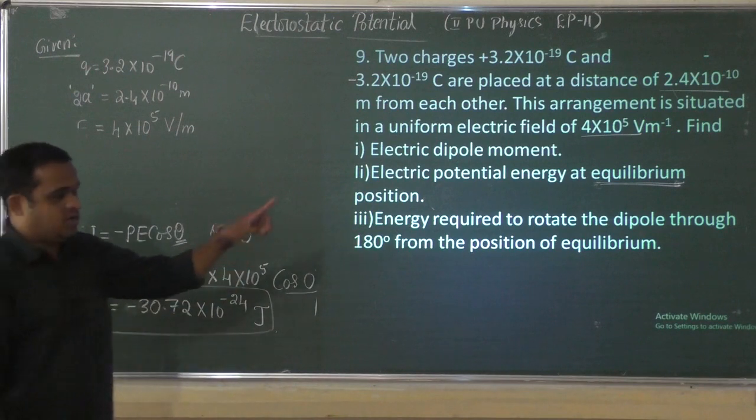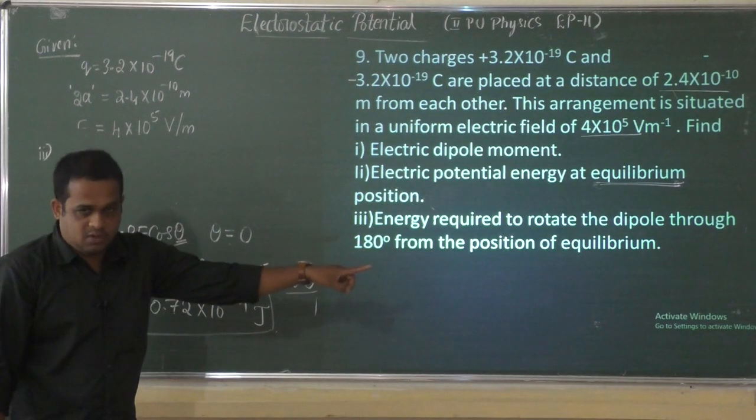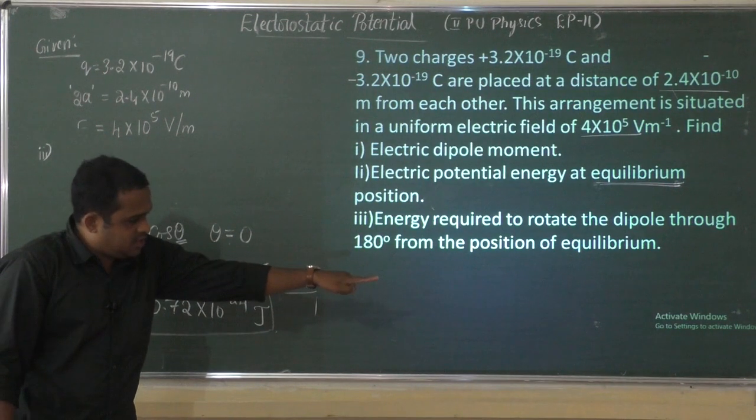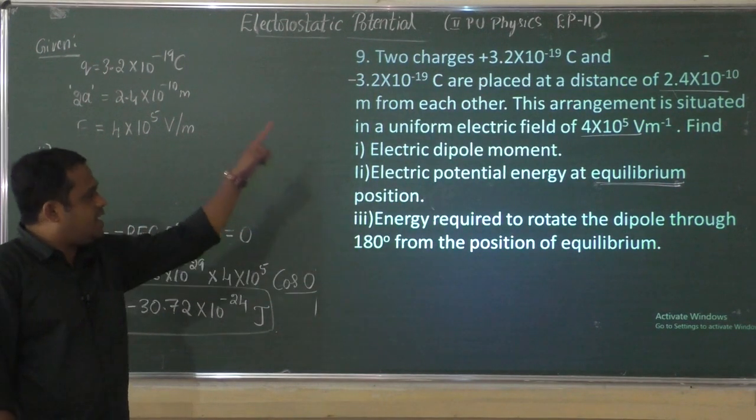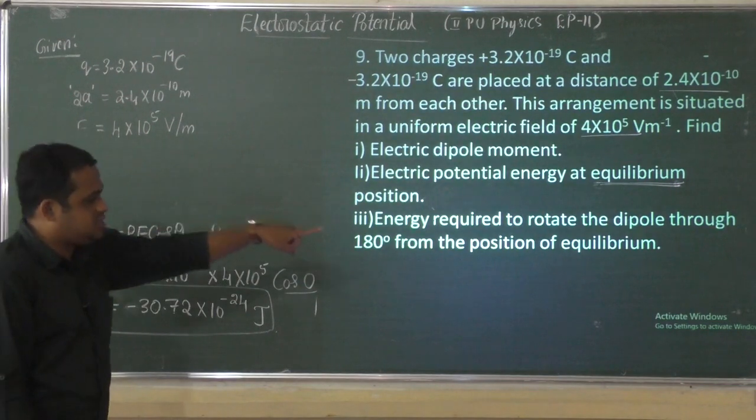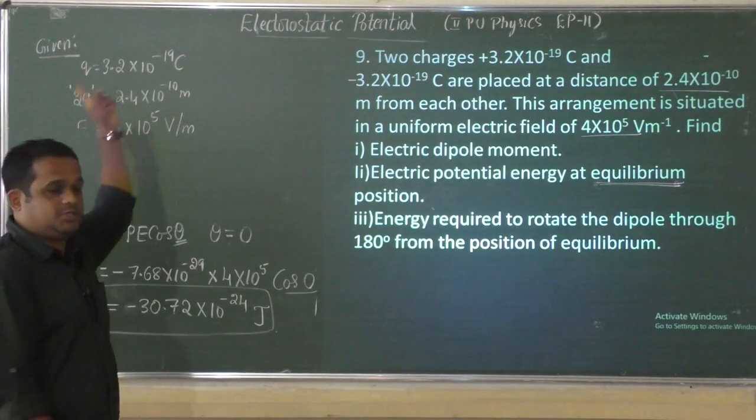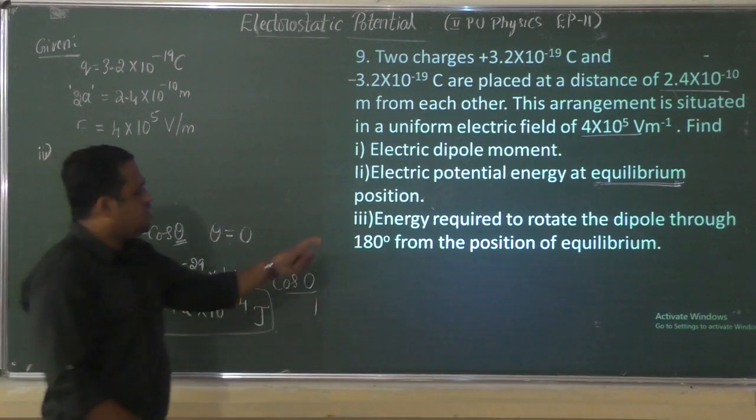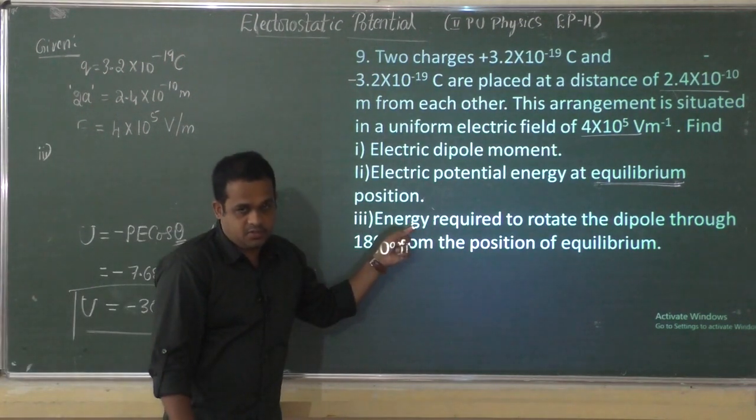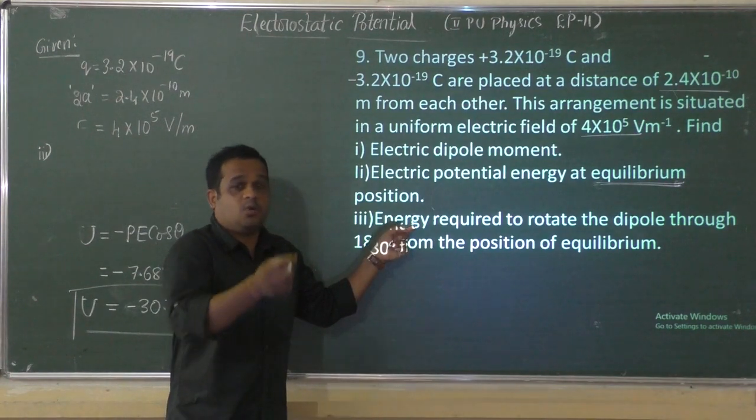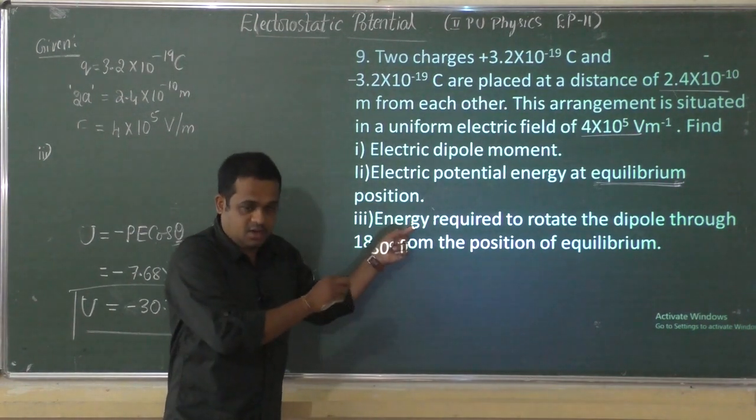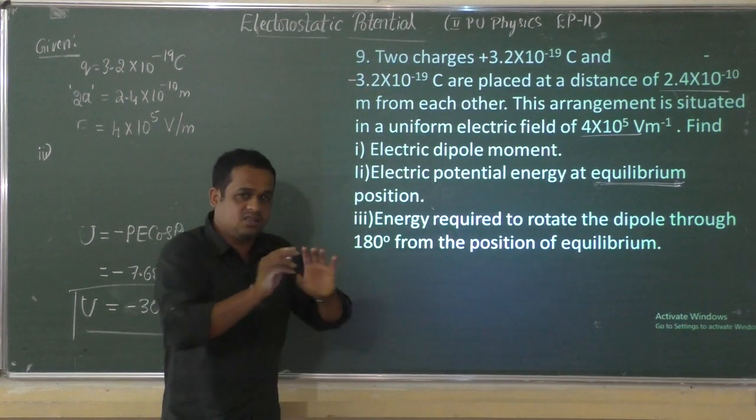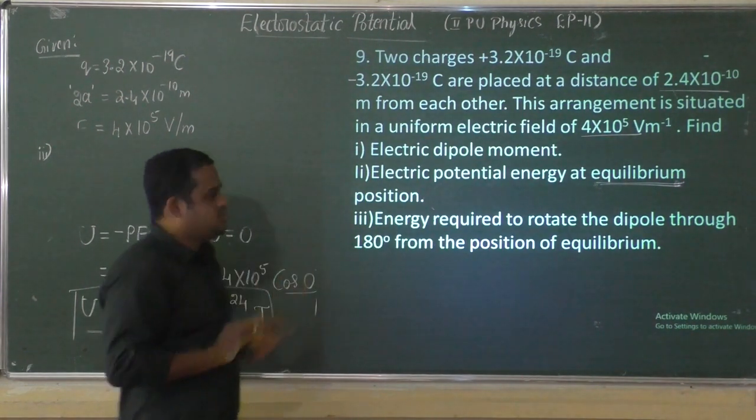That means now angle between p and E is equal to 0, that is at a stable position. From that position, dipole must be rotated through an angle of 180 degree. That means it is shifted from stable equilibrium position to unstable equilibrium position. Under that case, what is the energy required? Or in other words, what is the amount of work done, or what is the change in potential energy? For all these questions, the answer is the same.